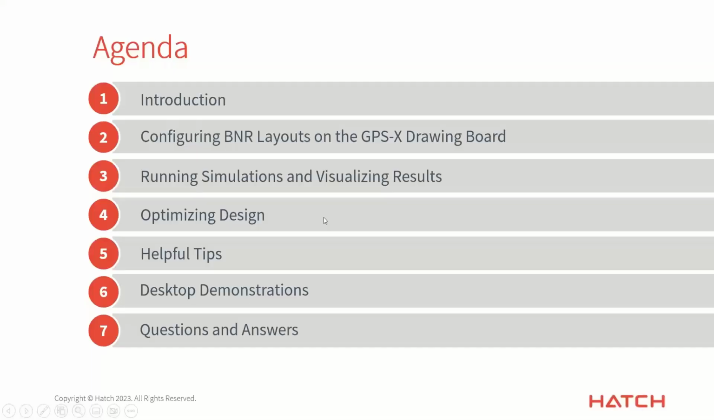So I'm going to start out with a little bit of discussion about BNR systems and how you would lay them out on a GPSX drawing board, and there's a number of decisions that you can make along the way. And then I'm going to run some simulations. I'm going to actually build an A2O system from scratch in GPSX and put a number of graphs together and so on, so that you can see the experience of doing that and go through the decisions that we're making to sort of make it as easy and useful as possible.